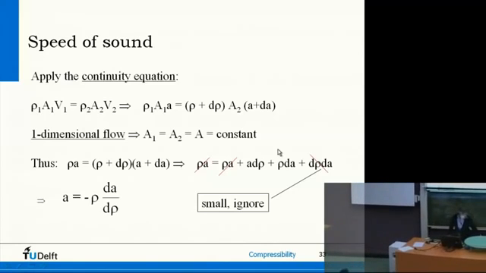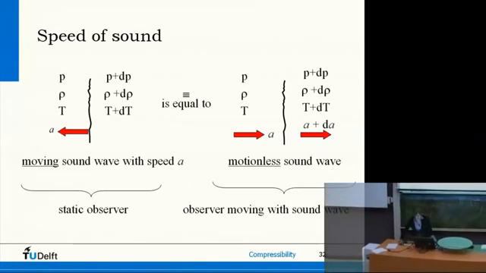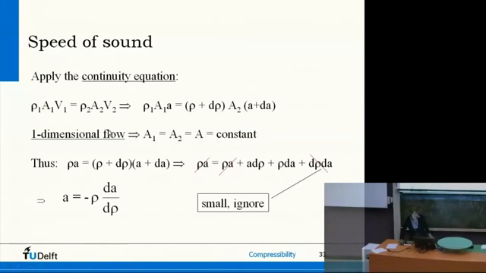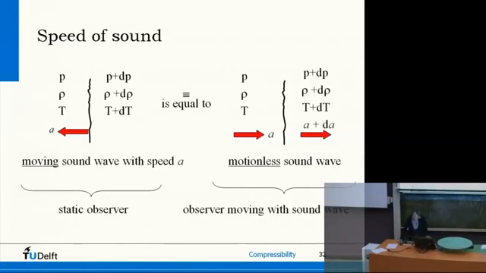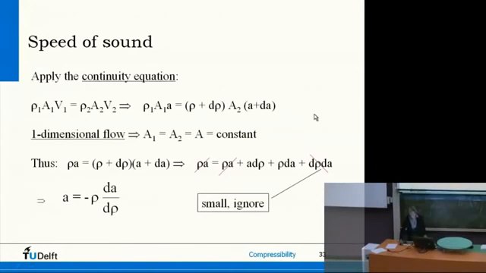So we apply the continuity equation over a certain area here. So rho AV on this side is equal to rho AV on that side. Now what is the V? The velocity. Suppose I'm here. Then the velocity coming at me is A, and the velocity after me is A plus dA. The density before me is rho, and after me rho plus d rho. And the area is the same.